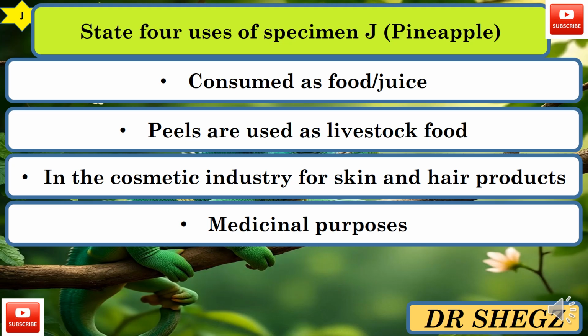4 uses of specimen J. Consumed as food. The peels are used as livestock food. And the cosmetic industry for skin and hair products and medicinal purposes. It's very medicinal.